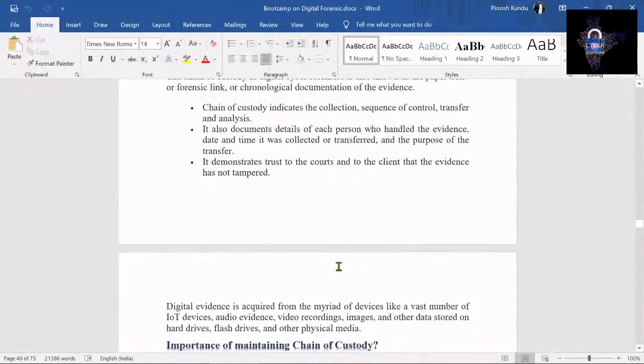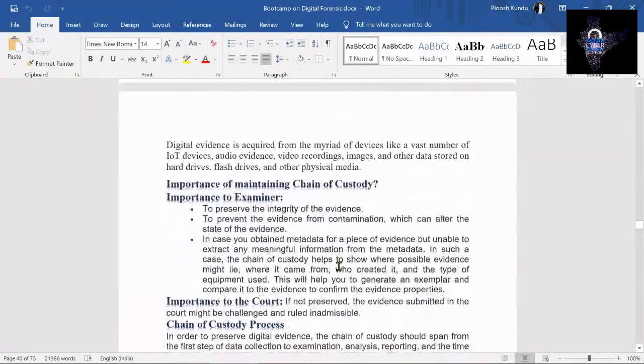Now, digital evidence is acquired from a myriad of devices: the vast number of IoT devices, audio evidence, video recordings, images, and other stored data on hard drives, flash drives, and other physical media. And now, the importance of maintaining the chain of custody.